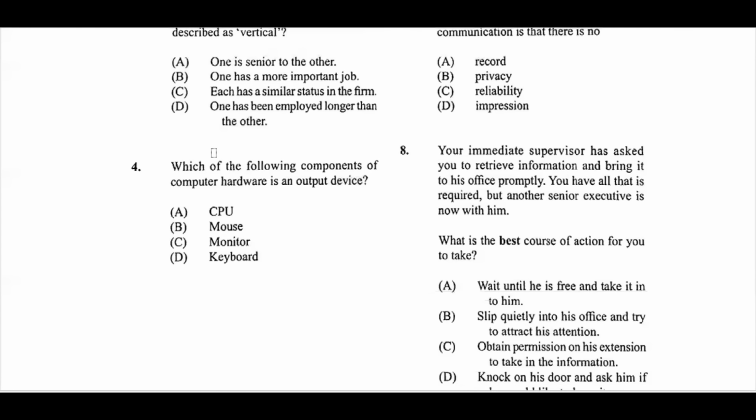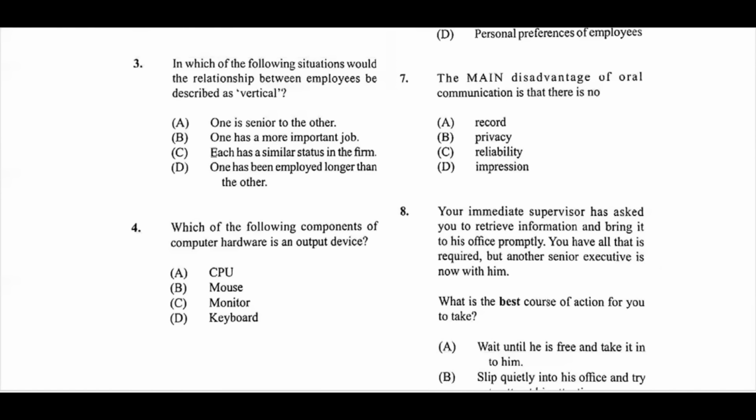In which of the following situations would the relationship between employees be described as vertical? Now, this is a repeated question. The answer is A. One is senior to the other. Remember, vertical in an organizational chart is top down. Horizontal is left to right. If it's vertical, let's look at a school. They have the principal on top and then the vice principal. So in that structure, one is always senior to the other. So the answer is A.